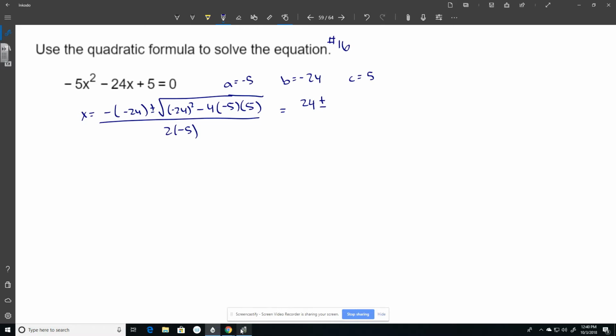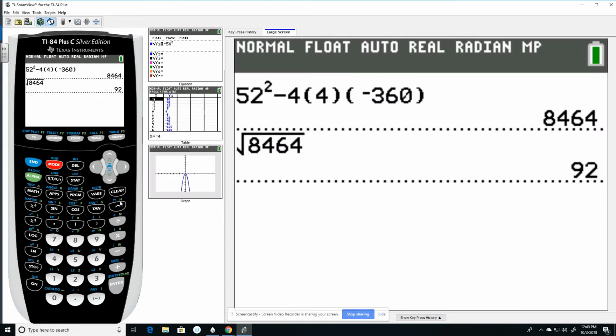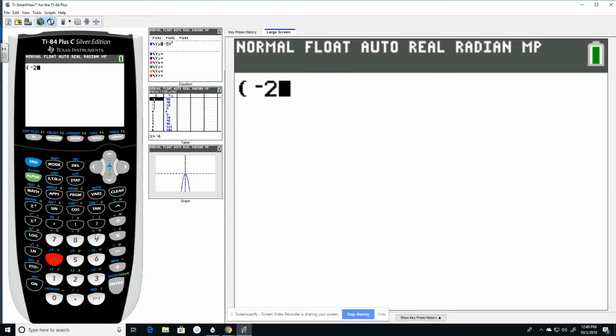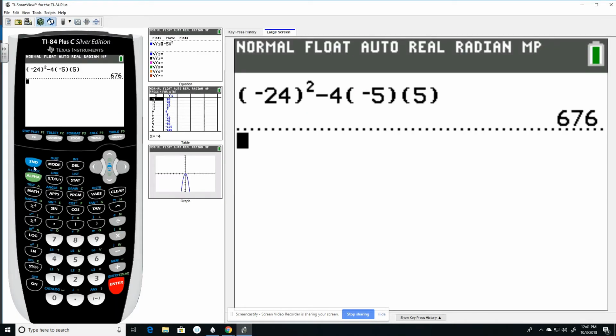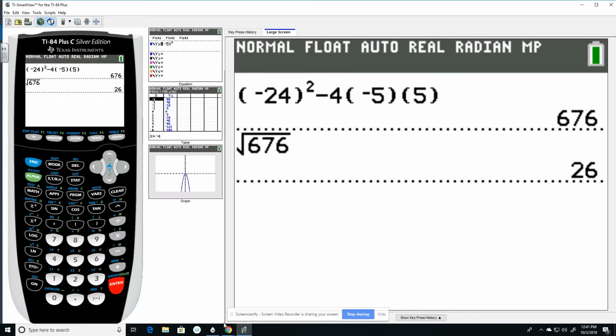Let's put this big ugly mess in the calculator. Go back to my home screen. Parenthesis -24 squared minus 4 times A, which was -5, times C, which was 5. And I hit enter, and I get 676. So 24 plus minus the square root of 676, all divided by -10. That's interesting. We haven't done very many where our A was a negative. Let's find out the square root of 676. Hopefully it's a nice number for us. And it's 26. Thank goodness.